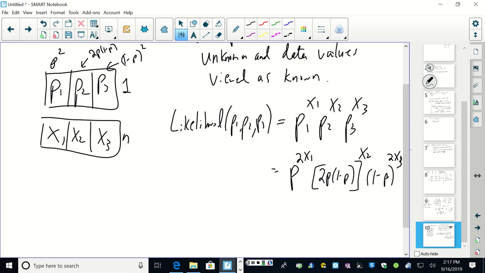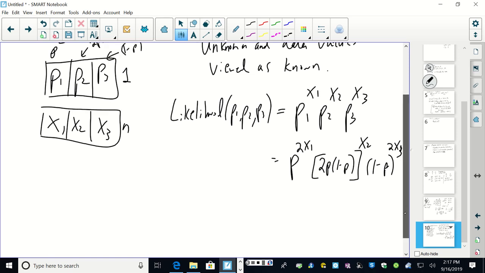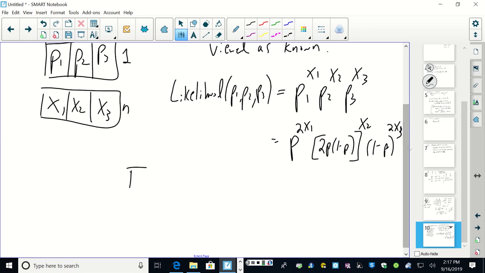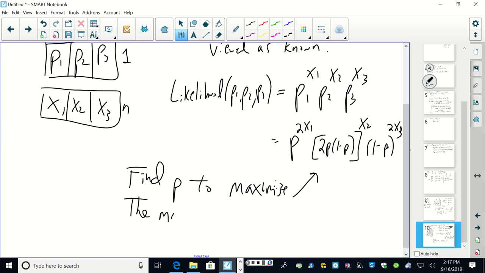So when we see our data, I know the counts of x1, x2, and x3. And maximum likelihood says to find the values of P through this function that makes the data as likely as possible. So find a value of P that maximizes that. And that's what we're going to do: find P to maximize this function. And the maximizer value is called the maximum likelihood estimate.